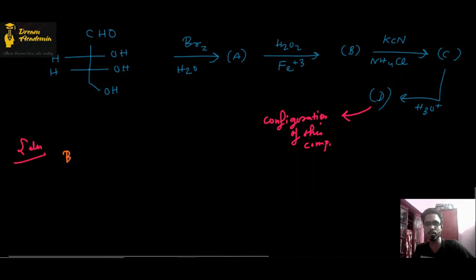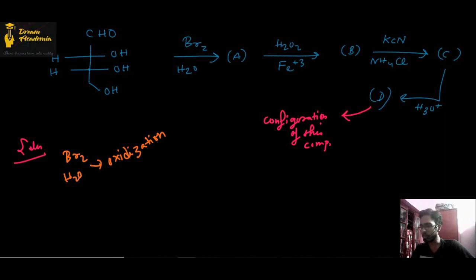What does Br2 H2O do? This is basically an oxidizing agent. And what will it convert? This will convert the CHO to the COOH group. You can call this a mild oxidizing agent because the OH groups are not converted.